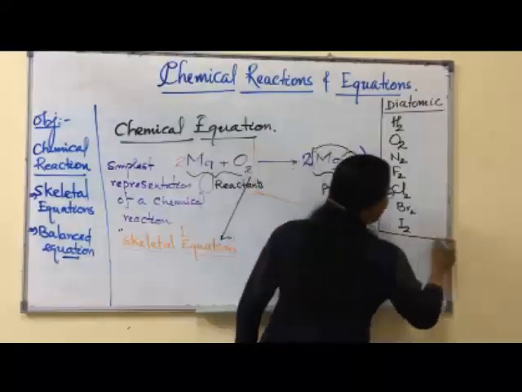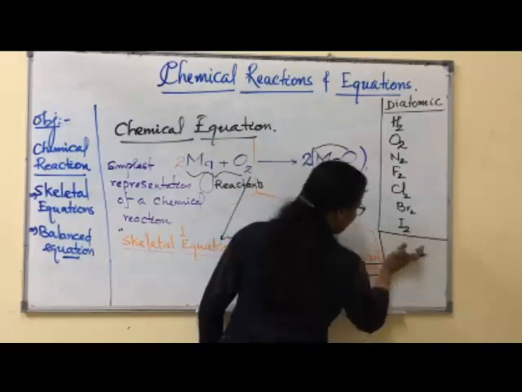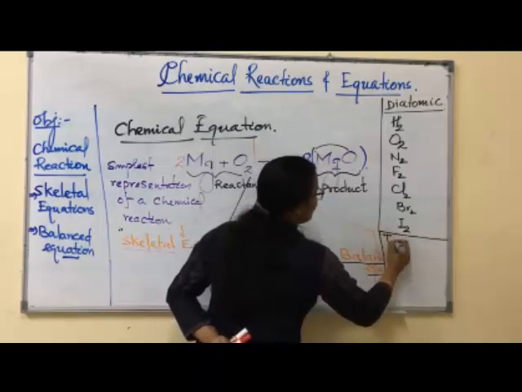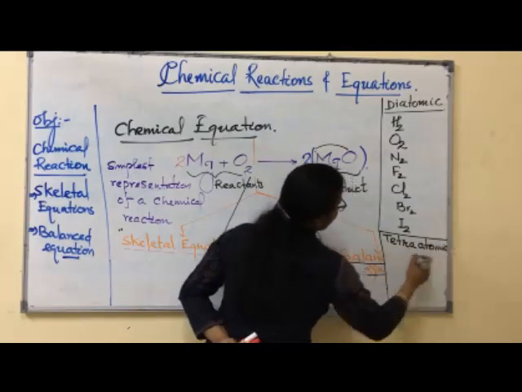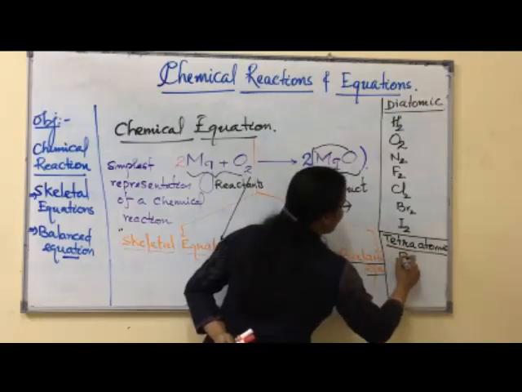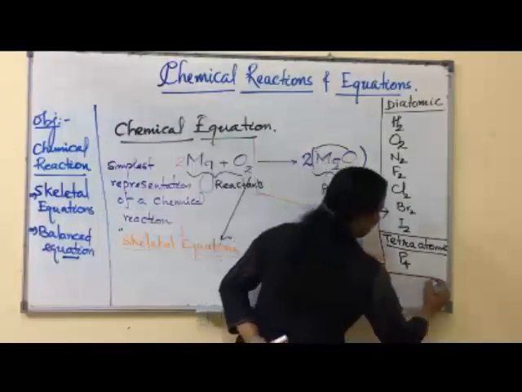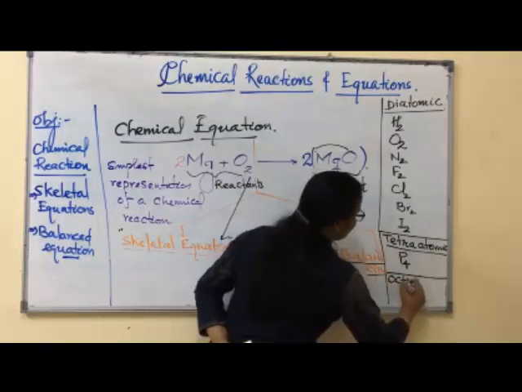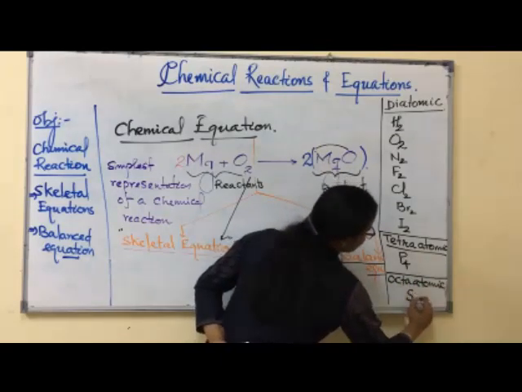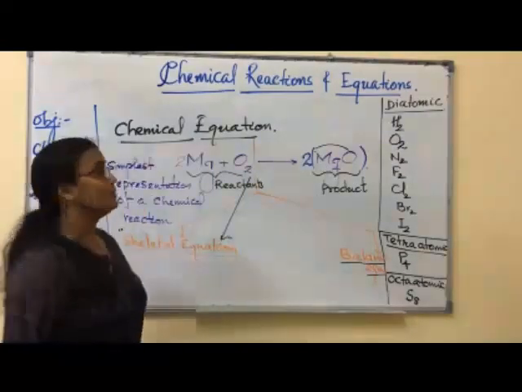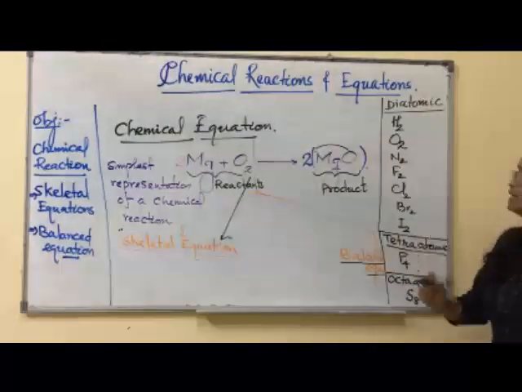There are some other elements also existing in the molecular form. They are tetraatomic. Tetraatomic is P4. Phosphorus can exist in tetraatomic form. Then octatomic. That means sulfur. Sulfur exists as S8 form. The remaining elements can all exist in the monoatomic form only.